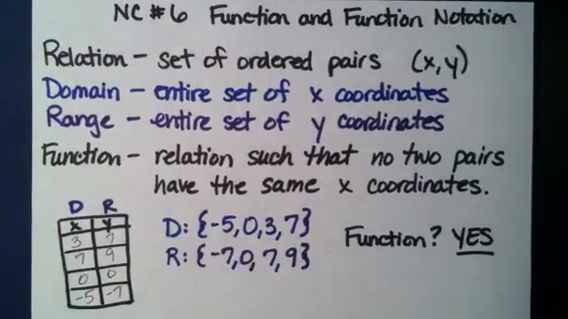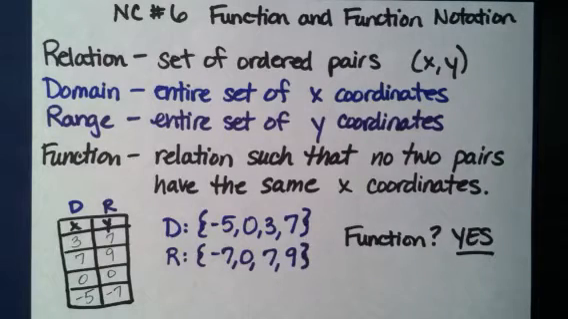On note card number 6, we covered function and function notation. A relation is a set of ordered pairs, x, y. A domain is the entire set of x coordinates. The range is the entire set of y coordinates. A function is a relation such that no two pairs have the same x coordinates.